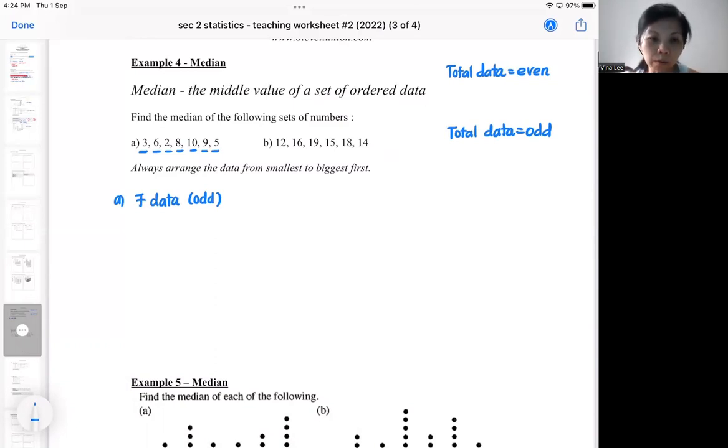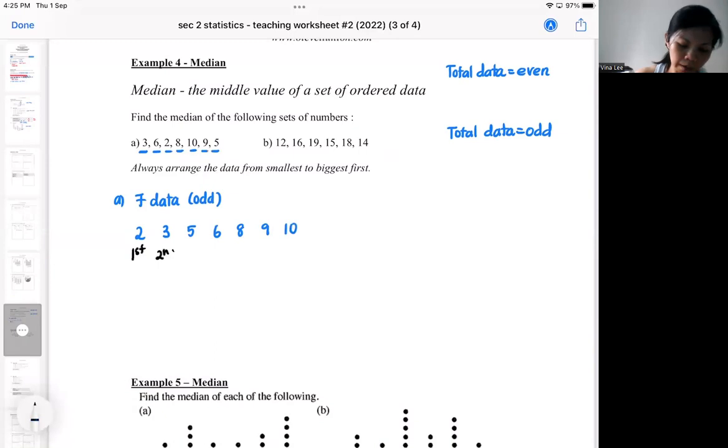Okay, so I'm going to arrange them first. So if you arrange first: 2, 3, 5, 6, 8, 9, 10. This is the first data, this is the second data, this is the third data, the fourth data, fifth, sixth, and seventh. So who do you go to? You go to the one in the middle.